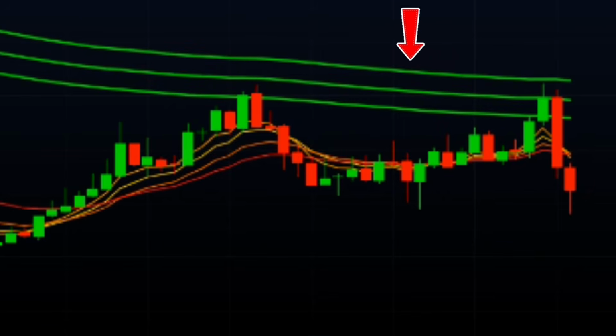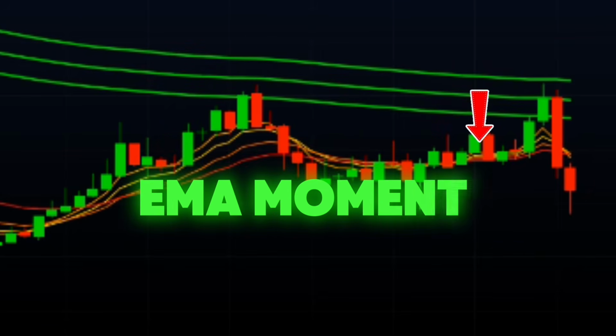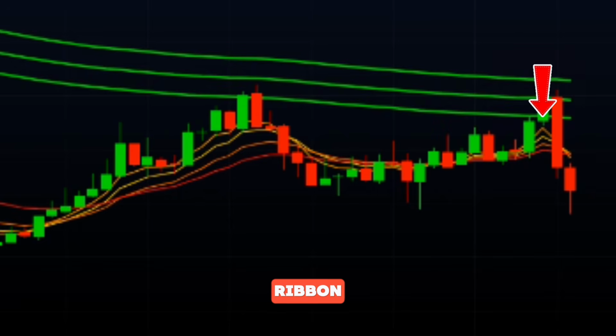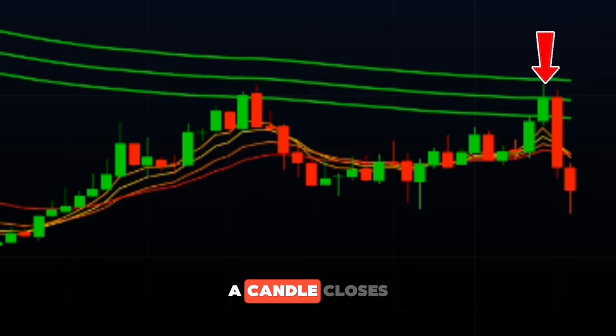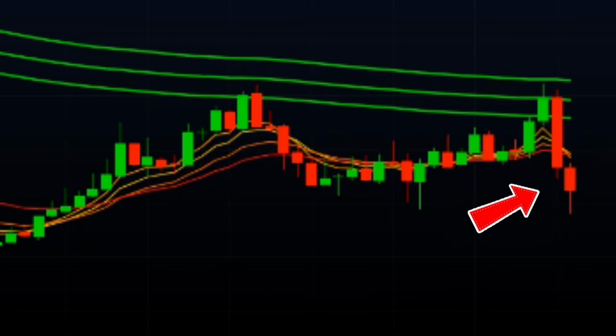EMA crossover: price closes below the green ribbon. EMA momentum: orange ribbon crosses below the green ribbon. The pullback: price pulls back up to the green ribbon. Price action trigger: a candle closes below the pullback swing low.